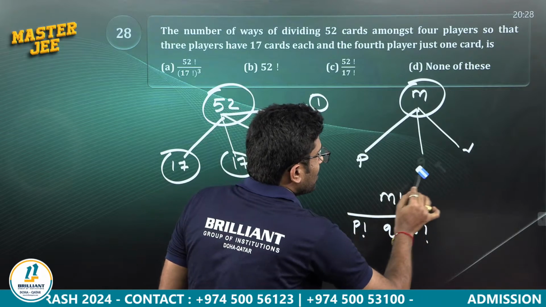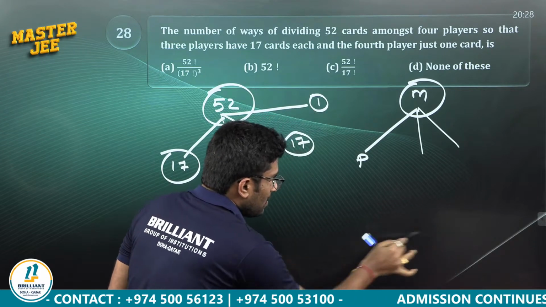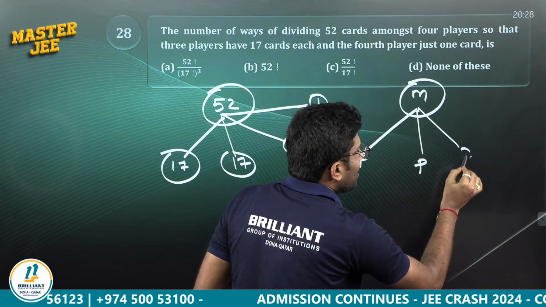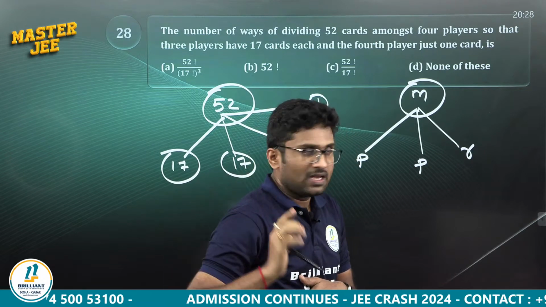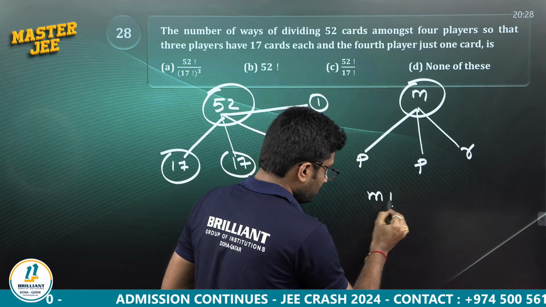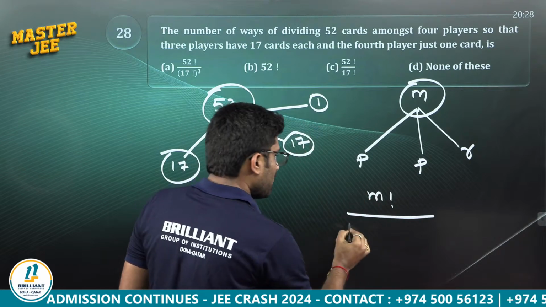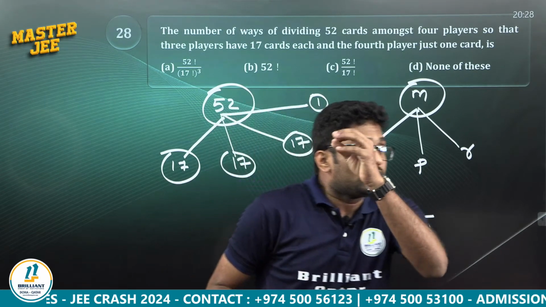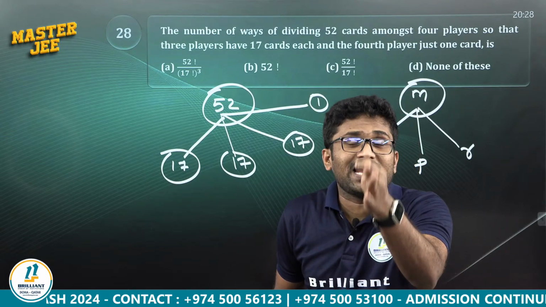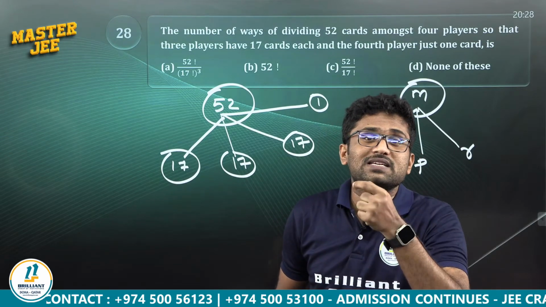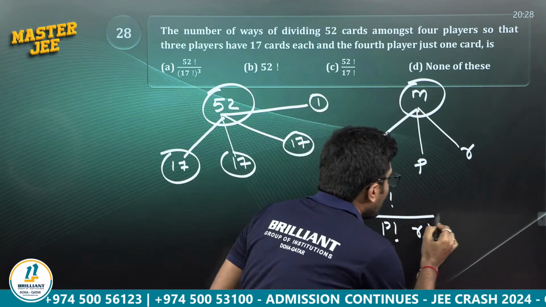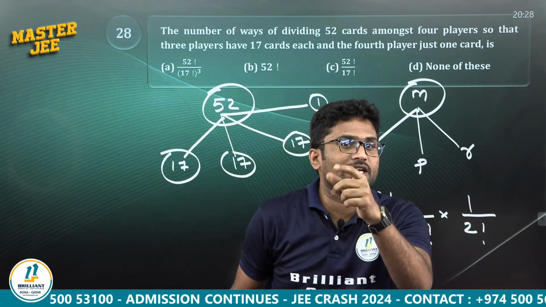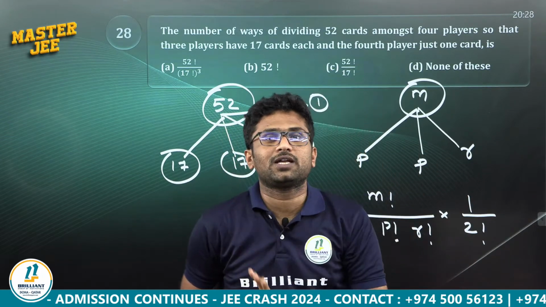Now the same, but suppose two persons get p each and the third person gets some r objects. In that case what we do is m factorial divided by p factorial into p factorial into r factorial. So how many persons are getting equal distribution? We are supposed to divide with that particular factorial. Two persons are getting 2 each, so divide with that particular 2 factorial.